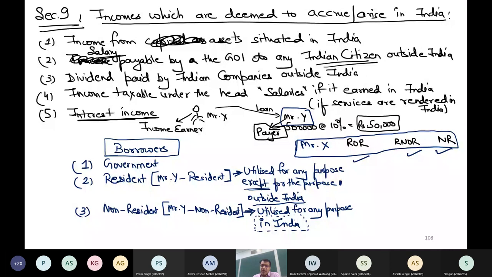Second point. I have given 5 lakh as Mr. X, I have given 5 lakh to Mr. Y. Y is giving me every year 50,000 rupees. The question arises, what about the taxability of this 50,000?